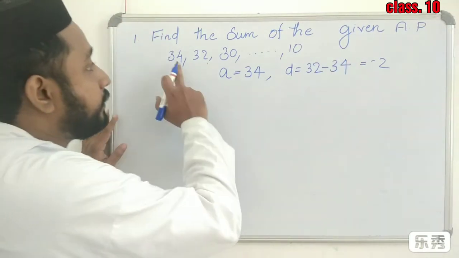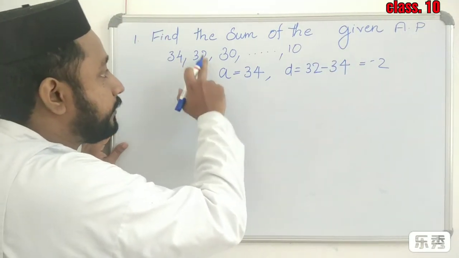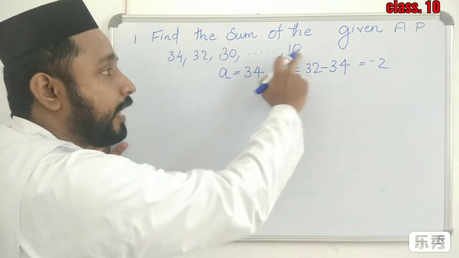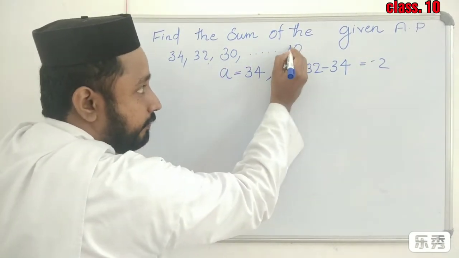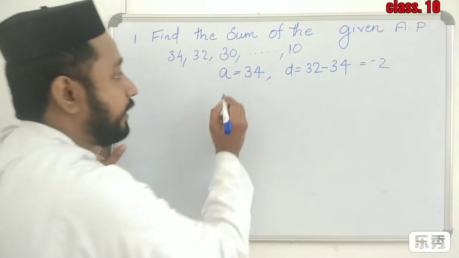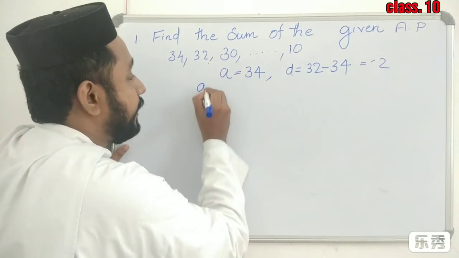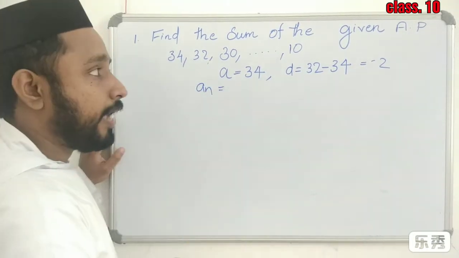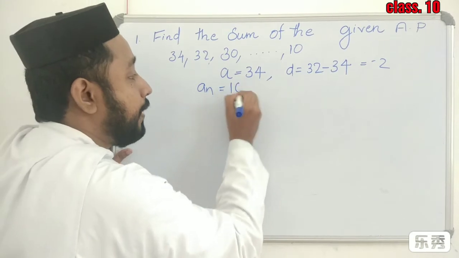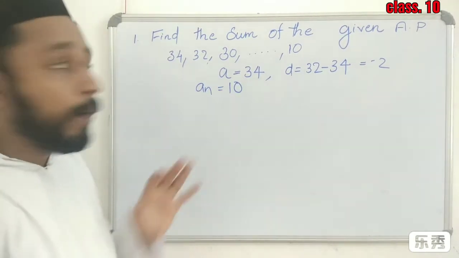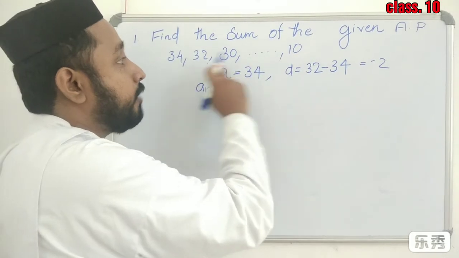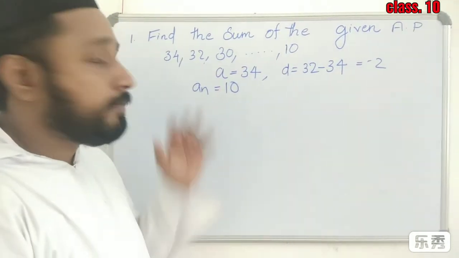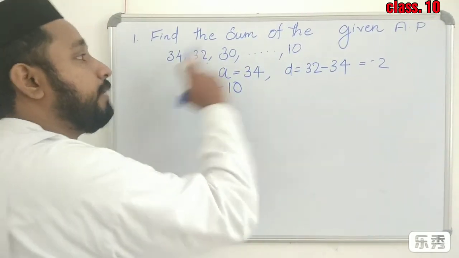Another thing, we are given that 34, 32, 30, etc., 10. So the last term is 10. So we can write an, which is the last term, an is equal to 10. But we don't know how many terms are here in 34, 32, 30, etc., 10. So we have to find out how many terms are here. We know the first term and the last term.